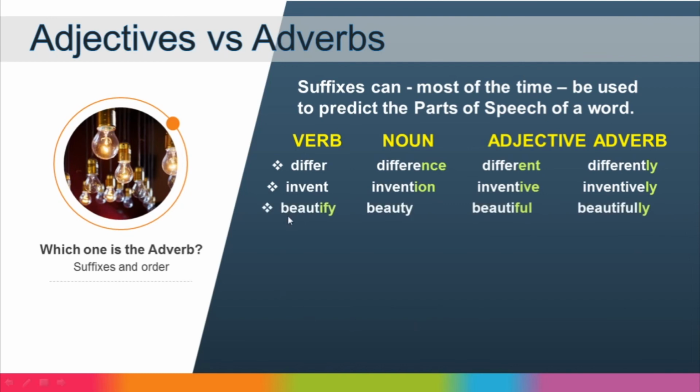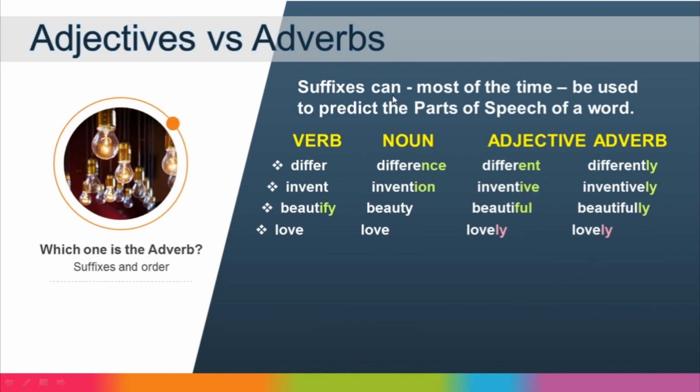Other words, such as beautify here, have the ending ify, which can also be used to detect whether it is a verb or not. The noun is beauty. The adjective is beautiful. Ful here is also another suffix that can tell you that it is an adjective, and the adverb also has the same ly. Now, some problems might occur with this. As I said, suffixes can, most of the time, be used to predict. However, the verb and the noun form of love are actually the same, while the adjective form lovely and the adverb are the same too. It ends with ly. So in this case, it doesn't work.